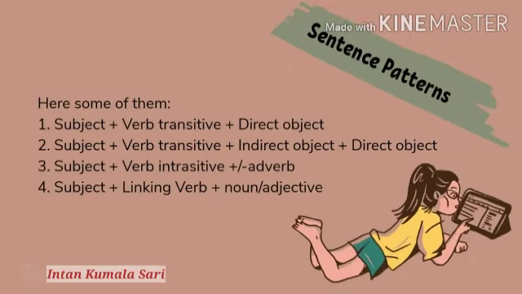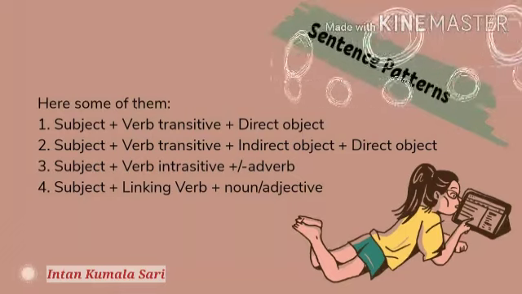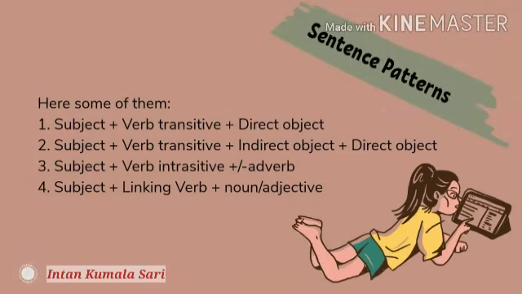Okay guys, so here I will continue the explanation about sentence patterns. An independent clause is composed of subject and predicate. There are many possible combinations of subject and predicate, or sentence patterns, produced. Here are some of them.